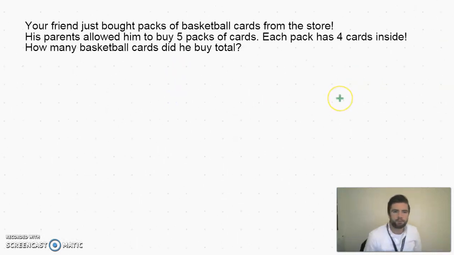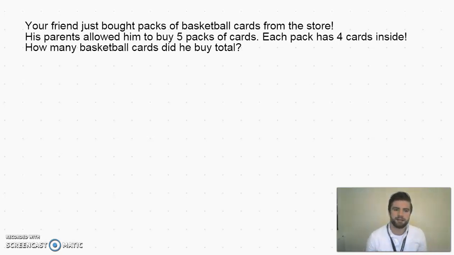Okay, so here's our multiplication problem or division problem. We've got to figure out which one we should use by drawing pictures. So your friend just bought packs of basketball cards. Basketball cards are just collectible versions of different players that you can have on a card, and you can trade them back and forth.